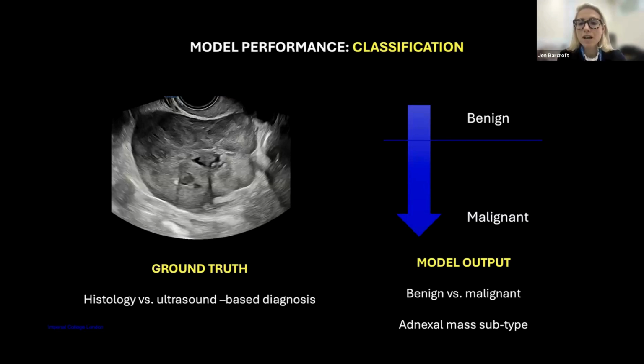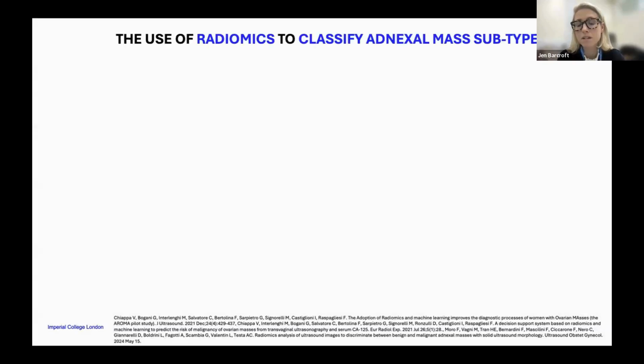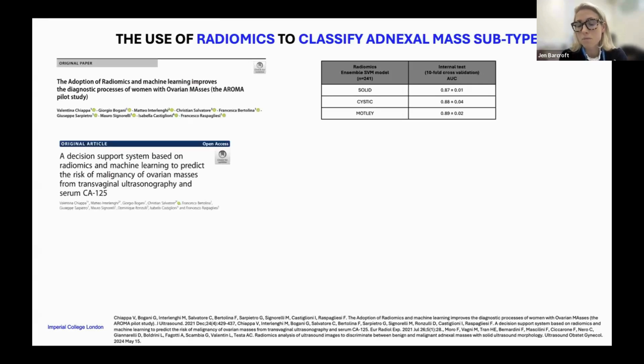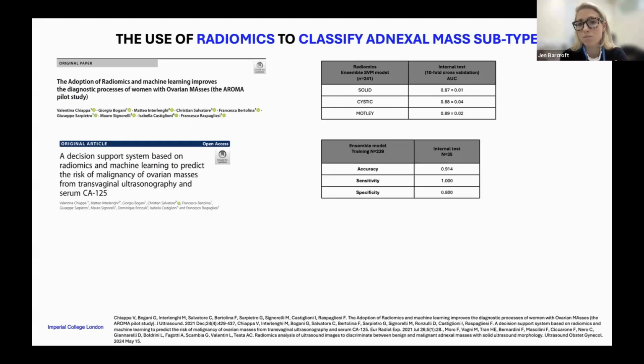So there have been various studies looking at radiomics. Looking at the next slide, there is a study that's been done from Italy. Not large studies looking at radiomics. So we were one of the first groups to really look at an end-to-end approach, but just highlighting some other work in the field where they've used radiomics to help sub-categorize certain masses.